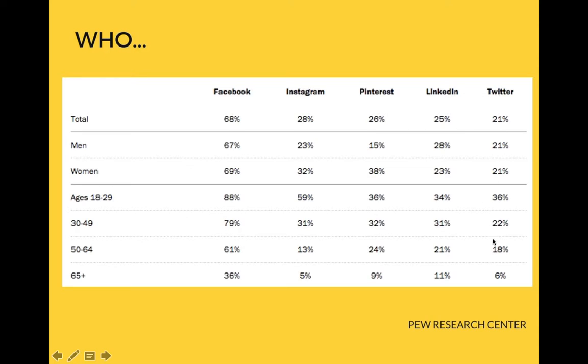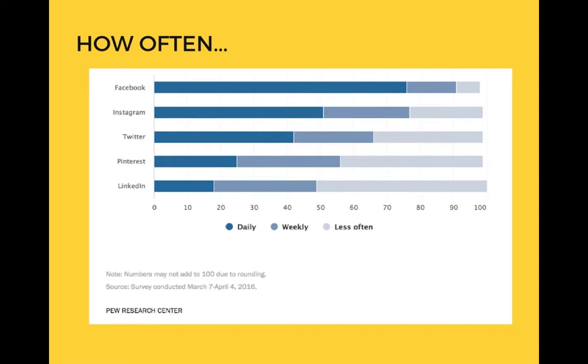And then Twitter, we've got 36% of 18 to 29-year-olds using Twitter. Twitter is something we'll talk about a little bit. Facebook, Instagram, and Twitter are the three that I recommend, but of those three, Facebook and Instagram I think are the most important. Looking at how often these people are on their social media accounts, you can see Facebook. About 75% of the people who use Facebook visit it daily. 50% of people who use Instagram visit it daily, 40% for Twitter, and so on. So it's important when you're posting to be consistent because people are visiting pretty frequently, especially when you're talking about a Facebook page.